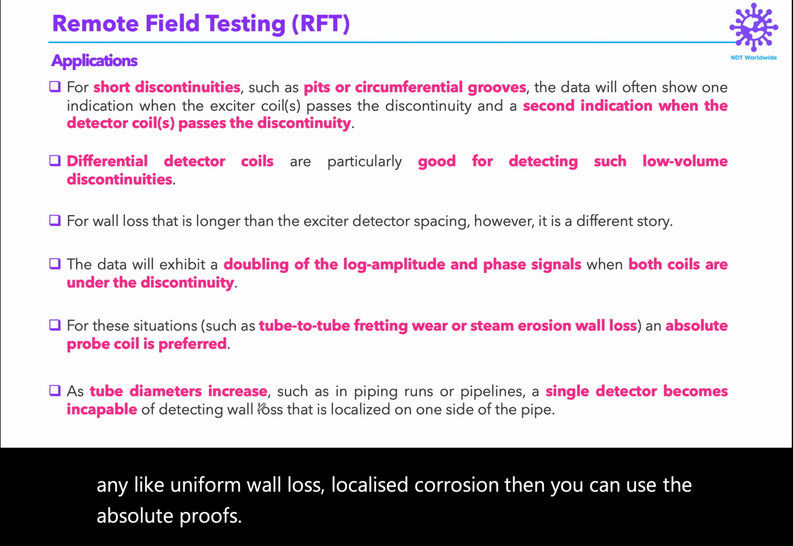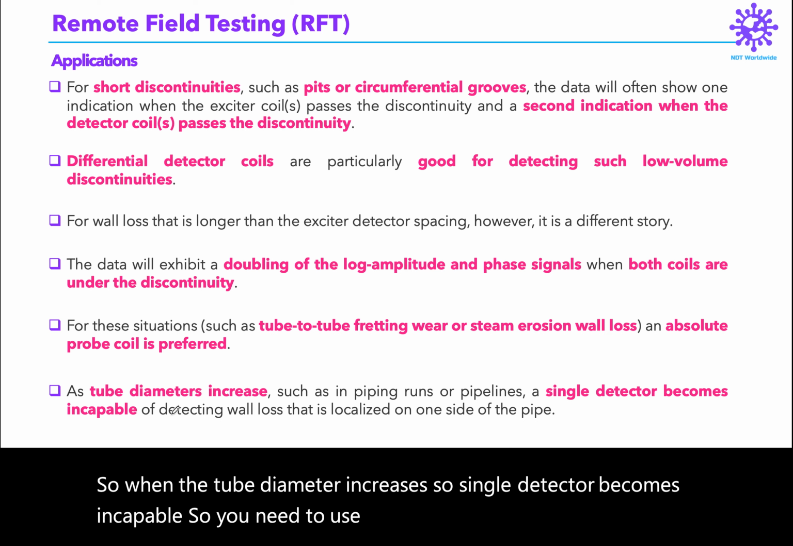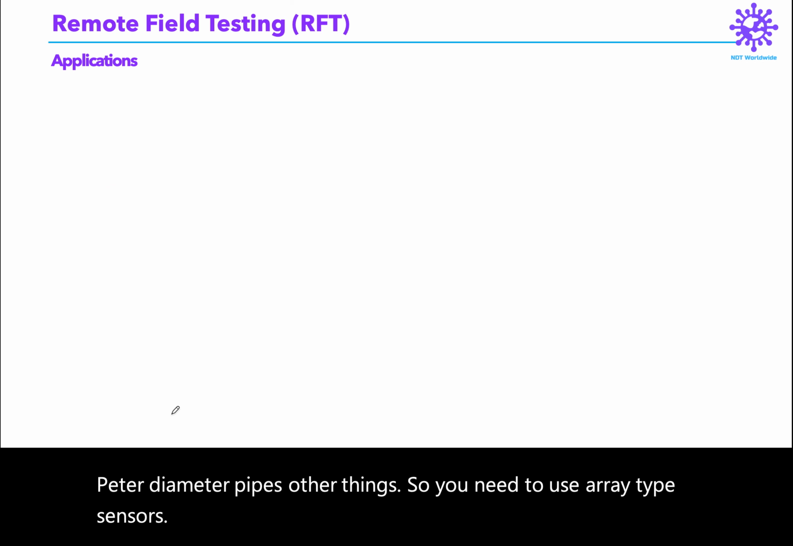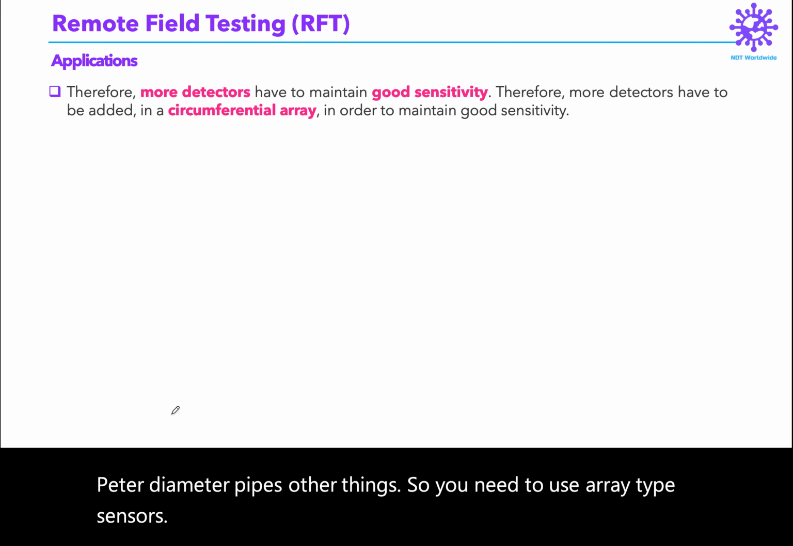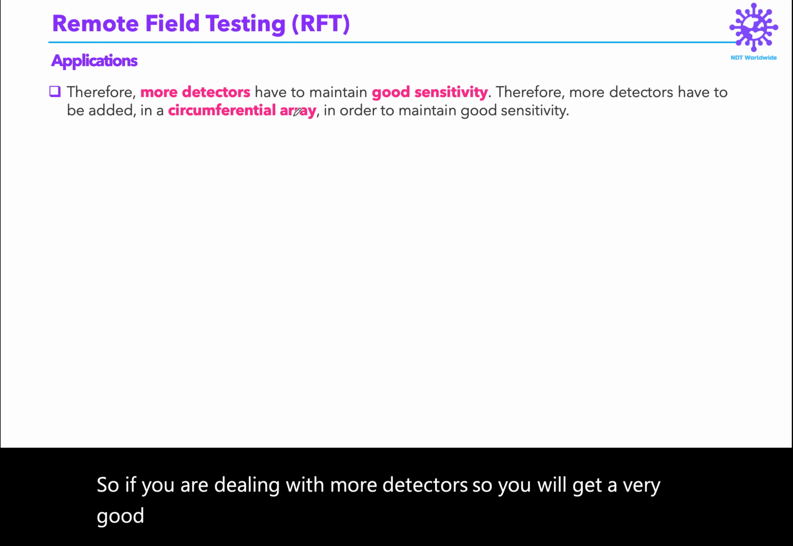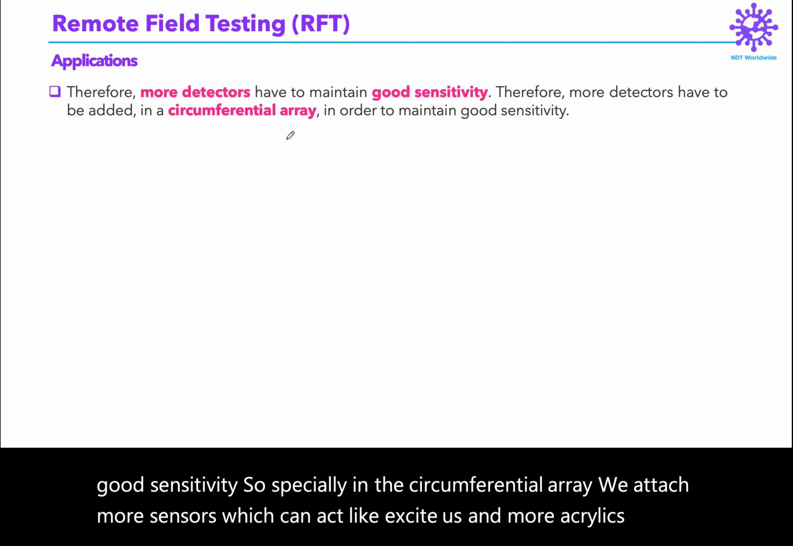When the tube diameter increases, a single detector becomes incapable, so you need to use an array of detectors. Especially for bigger diameter pipe, you need to use array type sensors. If you are dealing with more detectors, you will get very good sensitivity. Especially in the circumferential array, we attach more sensors, some acting as exciters and some as receivers, so we can improve the sensitivity.